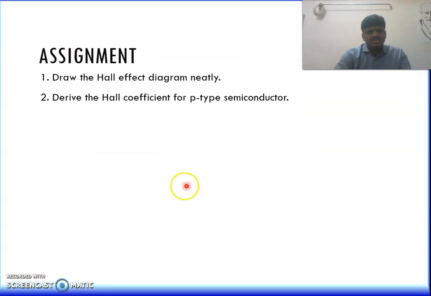Students, please take these two as the assignment from this lecture, and get back to the session.